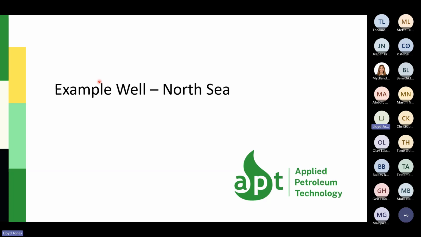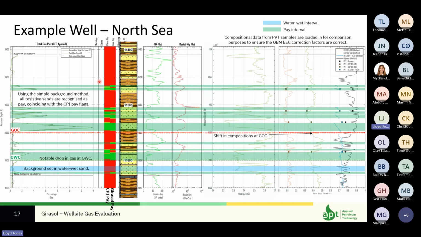So just got a few examples to run through. The first example is from the North Sea. And you can see this is a gas cap reservoir from the UK sector of the North Sea on a field called Leverett. This well was drilled in the late 2010s, something like that. It was a gas cap reservoir with the contact being intermediate in a shale, not in the sand itself. And there are multiple stacked sands within the reservoir.